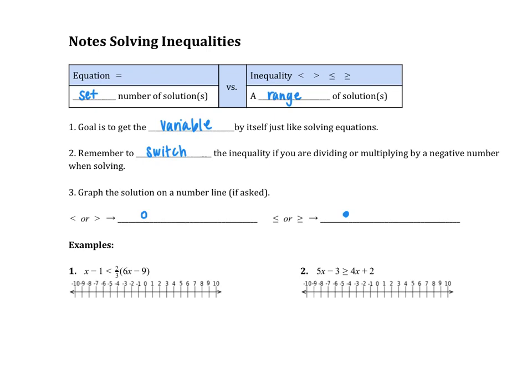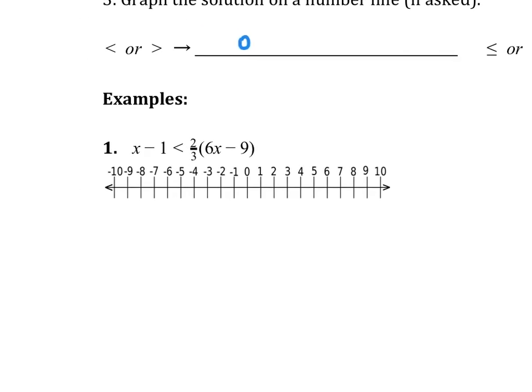The first one we have is x minus 1 is less than 2/3 times (6x minus 9). So first thing I'm going to do is remember that I'm just going to treat this mainly like it is an equal sign and just solve. So I'm going to distribute the 2/3 to both of those. So I've got x minus 1 is less than, when you're multiplying, when you have like 2/3 and 6, 6 is technically 6 divided by 1. So you're multiplying the numerators and you're multiplying the denominators, just as a reminder.